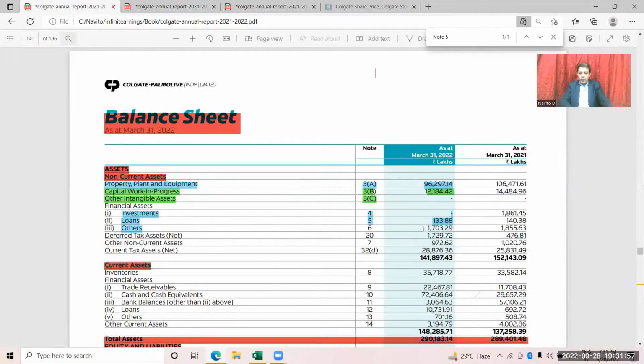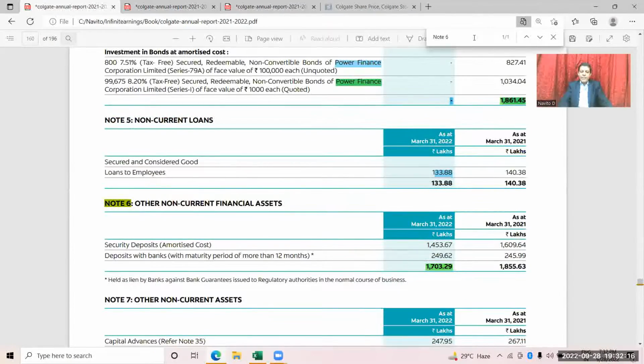So then we have notes ticked off. That was the total amount which we have seen, 133. And then we come to others, which is 1703.29. And this is note 6. We'll go quickly to note 6. Yes, indeed, note 6, 1703.29. That was the value which we have seen. Basically, these are deposits with the banks having a maturity period of more than 12 months. It is already clearly stated here. So this may be fixed deposits or small savings probably.